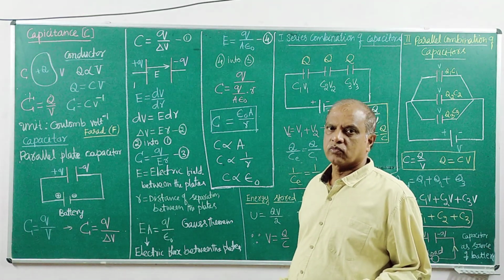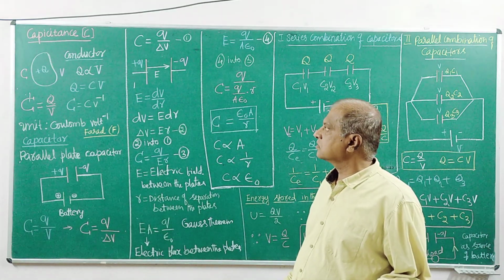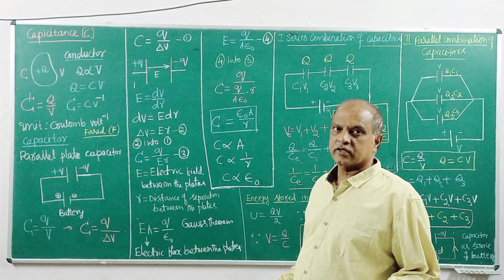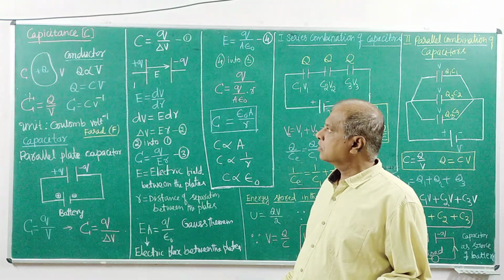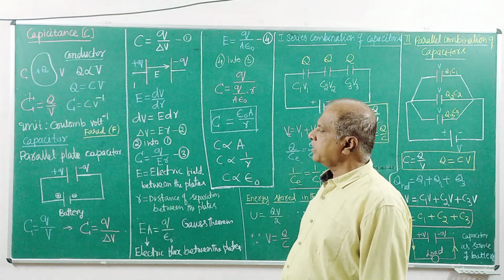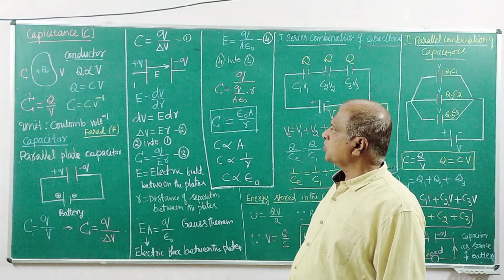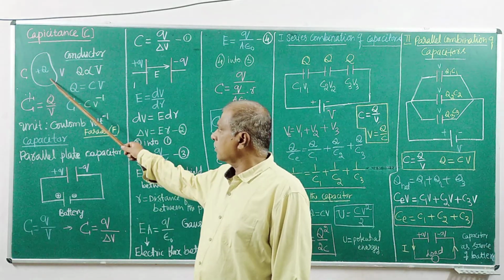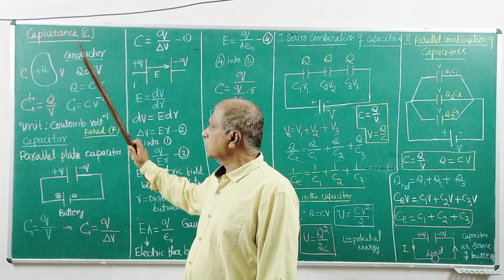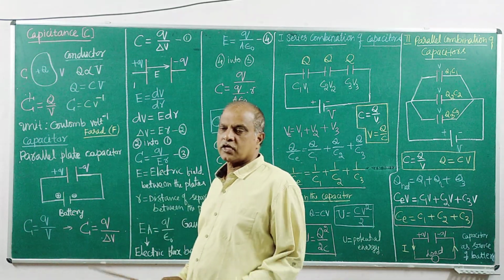Understand the meaning of the capacitance in electrostatics. There is a conductor or a material where the charges are accumulated on the material or conductor. Of course, Q is the charge accumulated.